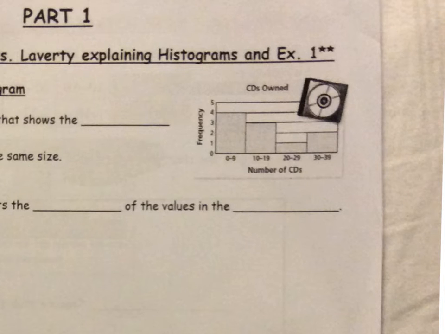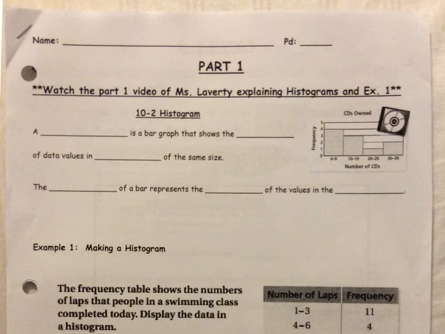We can't tell if anyone had exactly 15. In this range, one person could have had 10, one person could have had 19, and another person could have also had 19. We don't know if anyone in this range had exactly 15, so this answer cannot be determined. Let's go ahead and fill in our notes for this section of our notes for today.